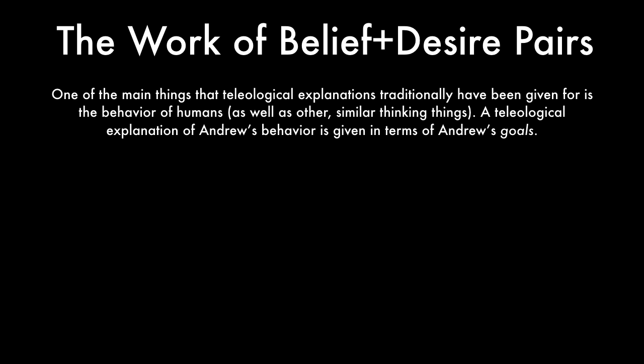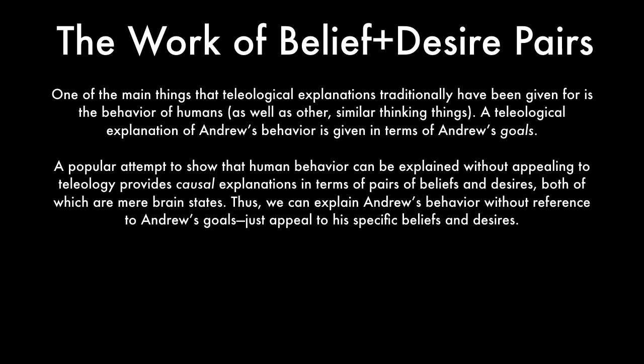One of the main things that teleological explanations traditionally have been given for is the behavior of humans, as well as other similar thinking things. A teleological explanation of Andrew's behavior is given in terms of Andrew's goals. And a popular attempt to show that human behavior can be explained without appealing to teleology provides causal explanations of behavior in terms of pairs of beliefs and desires, both of which are mere brain states, and a brain is a physical thing that stands in causal relations to things. Thus, we can explain Andrew's behavior without reference to Andrew's goals. Just appeal to specific beliefs and desires, that's all that's needed.